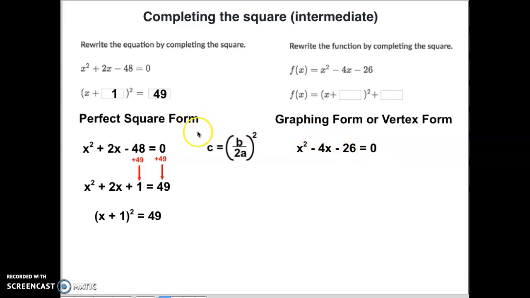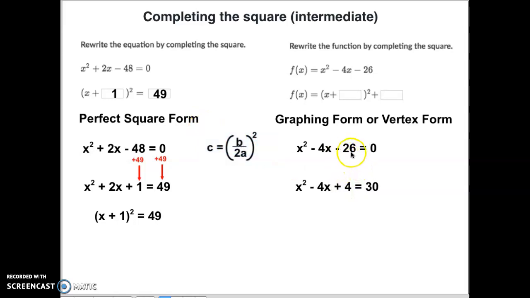So the first step is, again, we need to get what the correct C term should be. So we're going to follow this formula again, half of our B term squared. Well, my B term is negative 4, so half of that would be negative 2. Negative 2 squared would be positive 4. So this is my perfect square form, where this C term is now the positive 4 that we've solved for by following this formula.